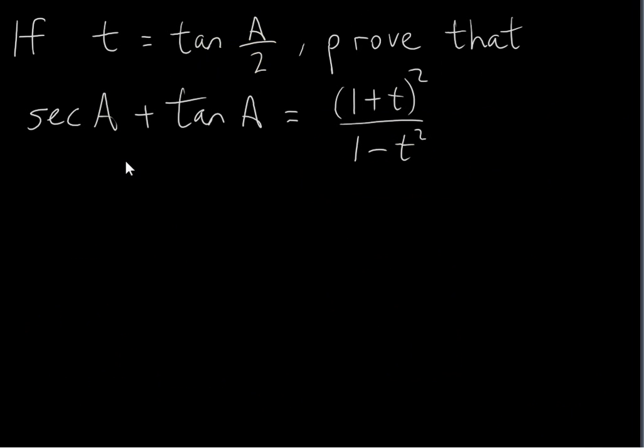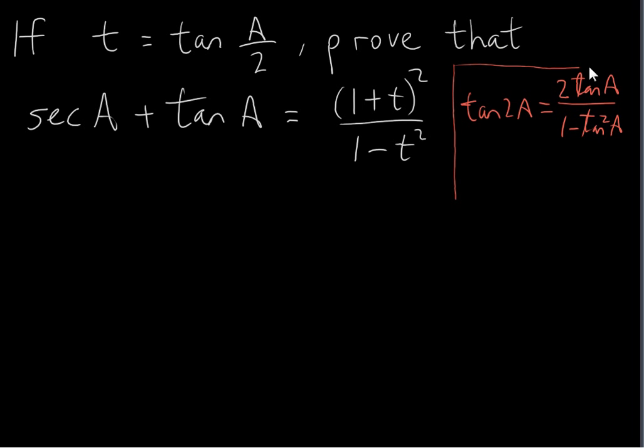So I'll write down the double angle identity that we will use. Tan 2a is 2 tan a divided by 1 minus tan squared a. Now, how do we use it here? We have tan a over 2. What we do is we get this identity from the tables, of course, but we replace a here with a over 2.